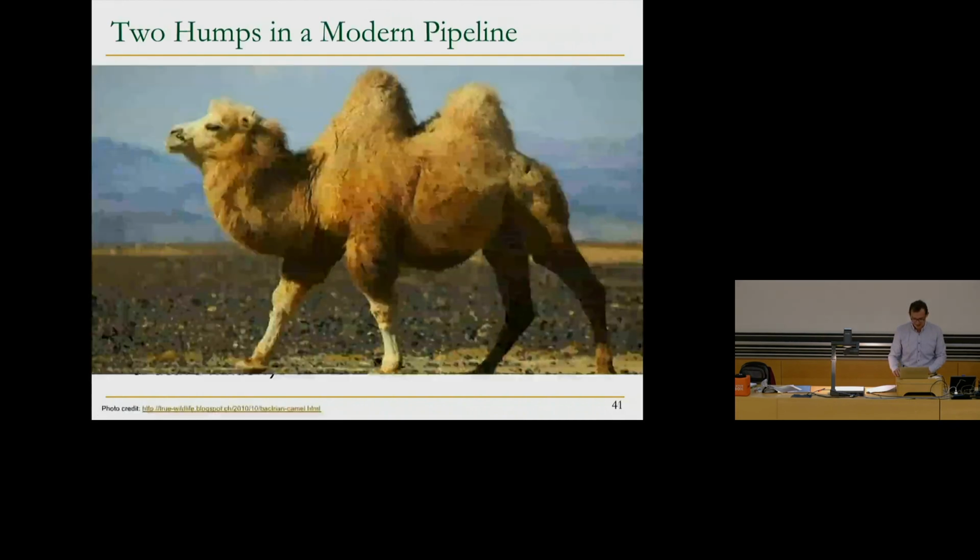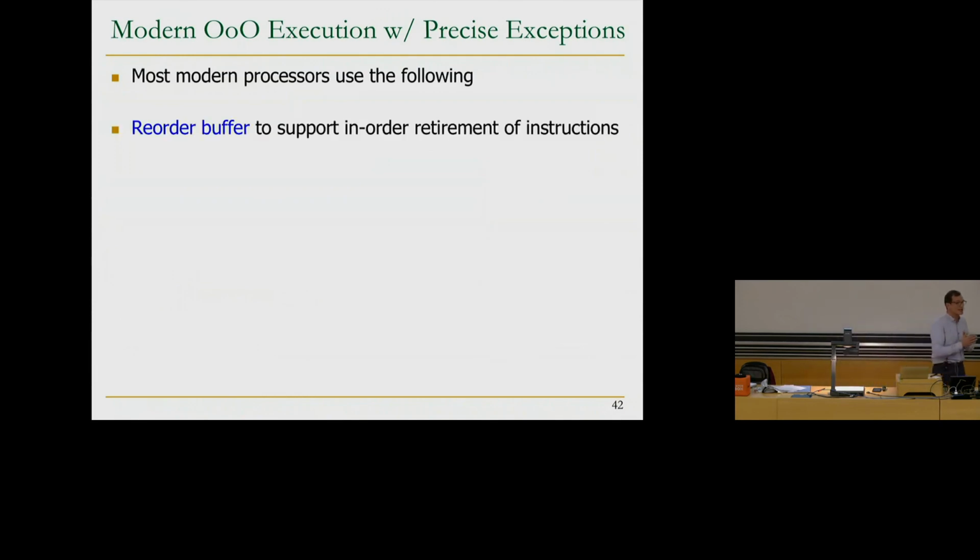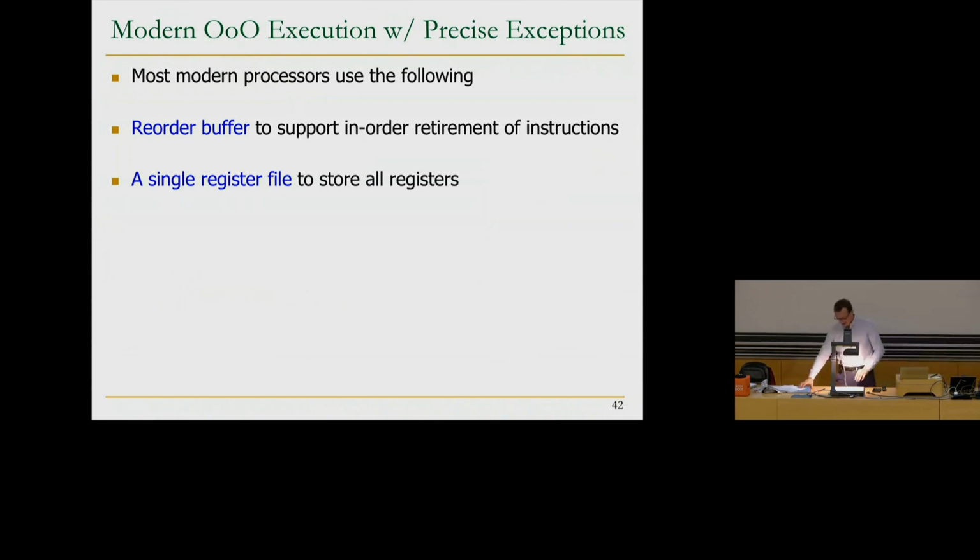Okay, so most modern processors, now I'm going to tell you exactly how modern processors do it. They use the following structures. They use a reorder buffer to support in-order retirement of instructions, just like we've discussed. But they use a single register file to store all of the registers, actually. There are some processors that use what I just discussed, but a lot of the modern processors use a single physical register file. There's a trade-off associated with which we're not going to go into.